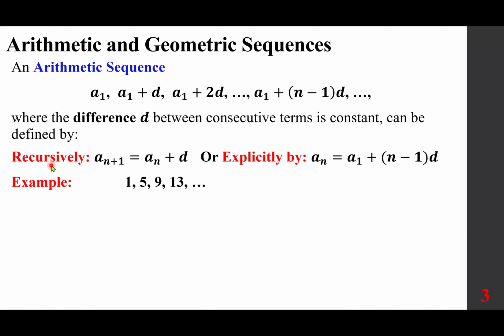Example: 1, 5, 9, 13. Notice we add the number 4. So 1 plus 4, 5 plus 4, 9 plus 4, and so on.